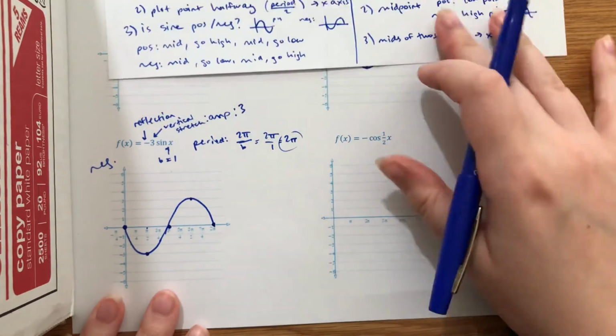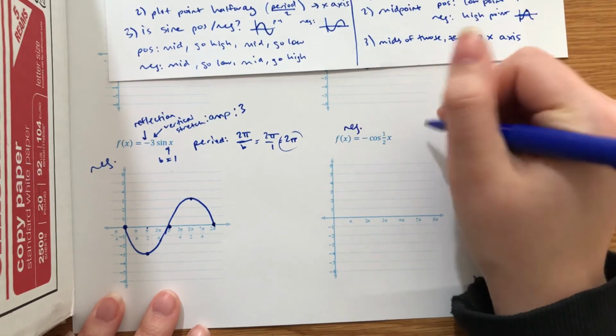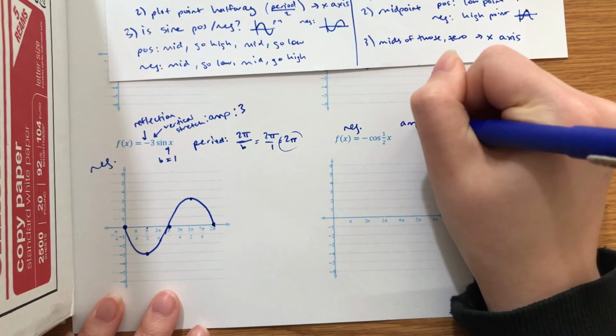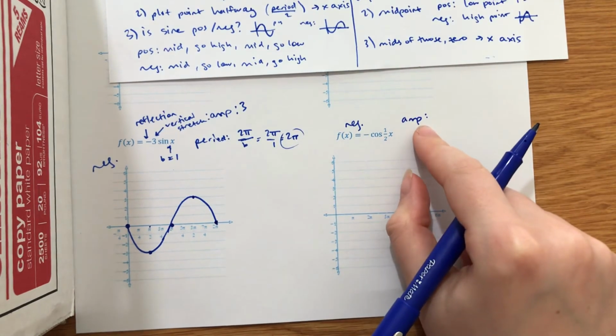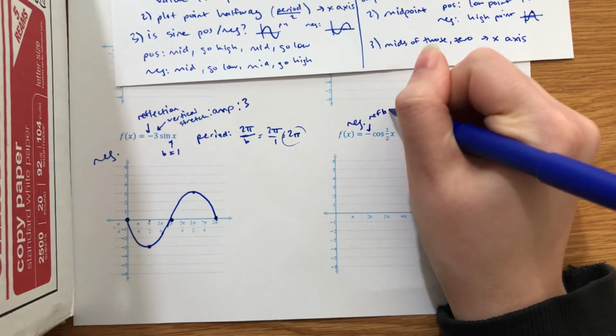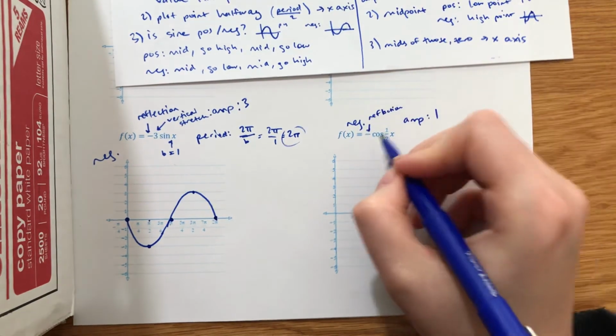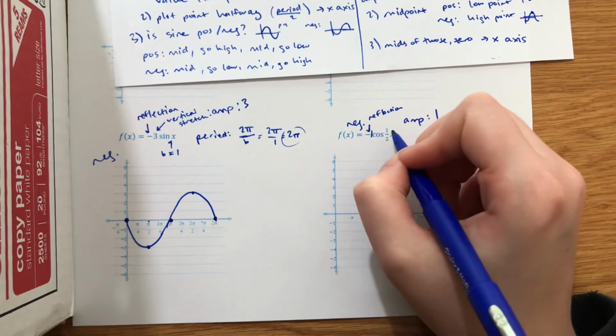All right, and the last one, a negative cosine. So it's negative. The a value, the amplitude, well, it's just negative, right? So the trick here, you guys, is the amplitude is not -1. The amplitude is 1, right? This is the reflection. And the number out front is 1. And so your vertical stretch value is 1.